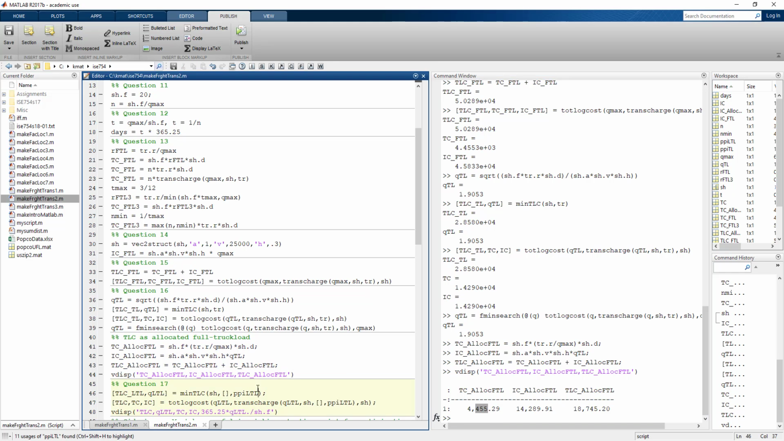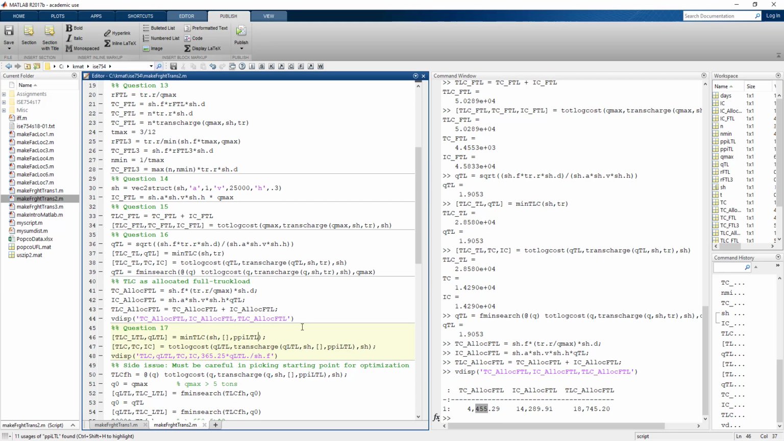For question number 17, we are going to in fact look at what would happen if we are going to be shipping it as LTL. And for this example, there's no analytical formula. So in this case, we either have to use fminsearch ourselves, or we can just use the option of using minTLC, where we leave the second truck structure empty, specifying just the PPI for less than truckload.